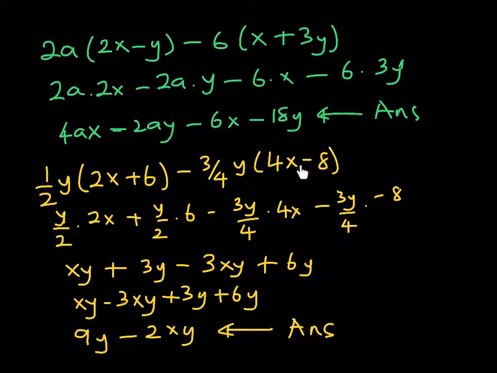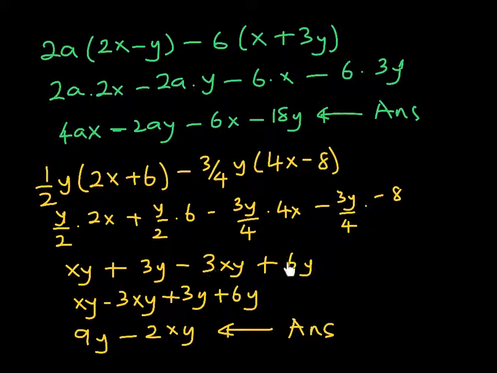So for the third one, half y into 2x plus 6 minus 3/4 y into 4x minus 8. Okay, so that's translated to y over 2 multiplied by 2x. The 2's cancel out, so what you have is xy. Y over 2 times 6 gives you 3y, and then negative 3y over 4 times 4, so the 4's cancel out, so what you have is 3xy.